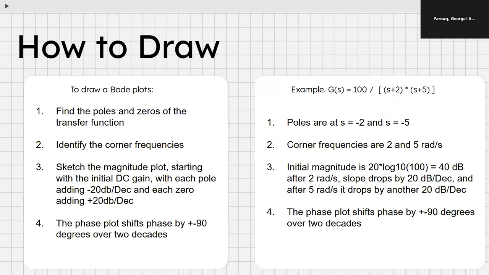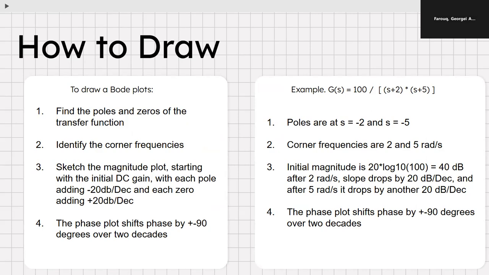To draw a Bode plot, you need to find the poles and zeros of the transfer function, identify the corner frequencies, and sketch the magnitude plot, starting with the initial DC gain, and then with each pole adding negative 20 dB, and with each zero adding positive 20 dB. And the phase plot shifts the phase by plus or minus 90 degrees over 2 decades.